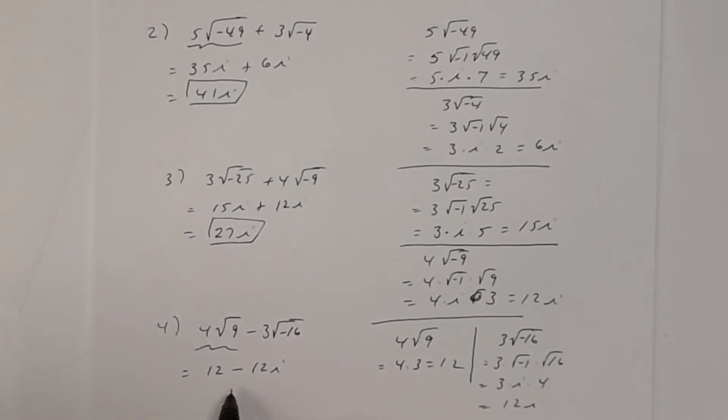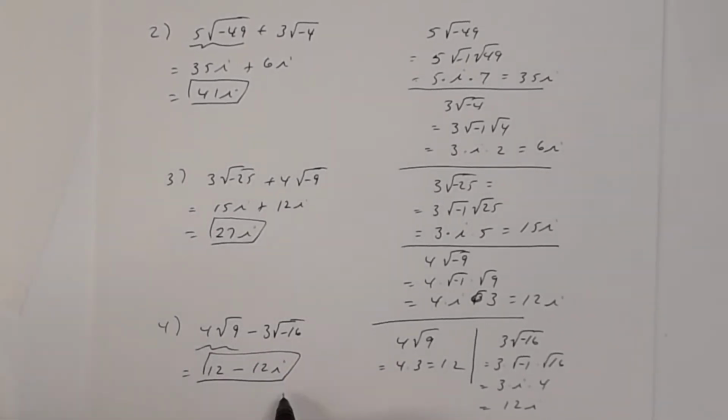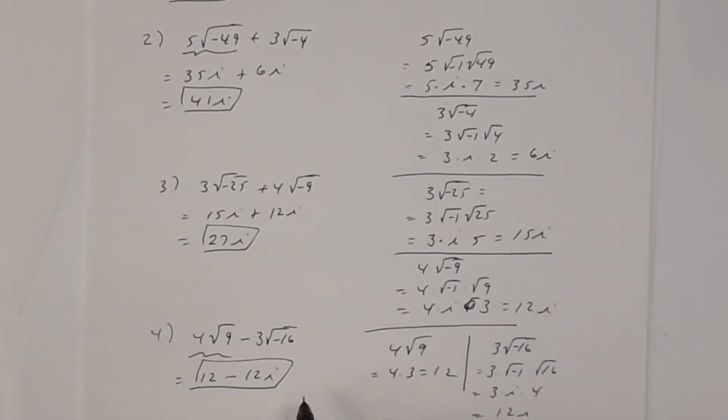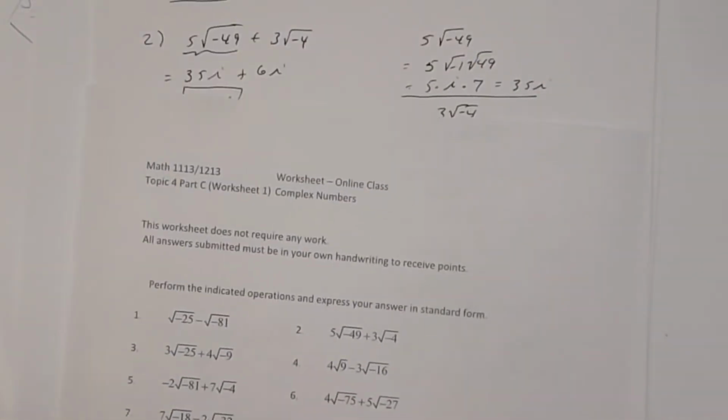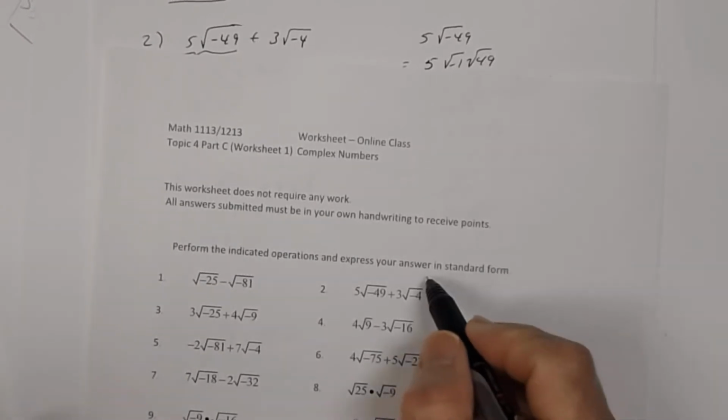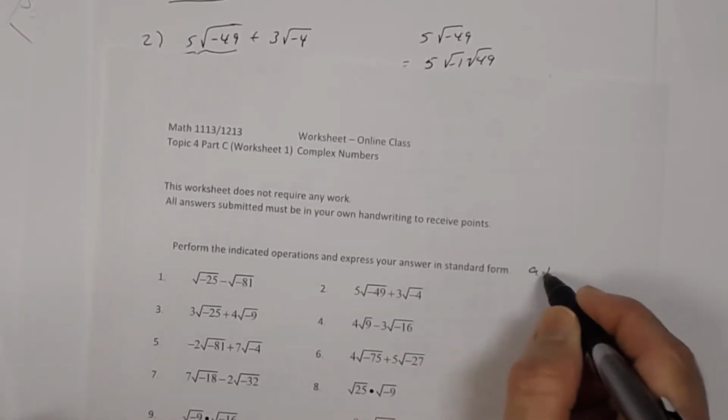Now I want you to notice that these are not like terms. So that's your answer, and you wrote this in standard form. Remember, standard form is a plus bi. If you go back to your directions, it did say write your answer in standard form, so it should be a plus bi.